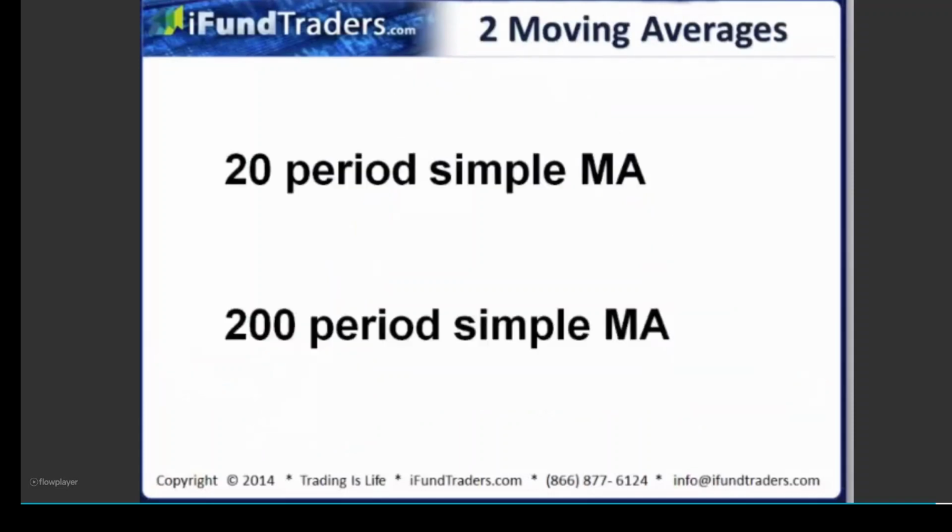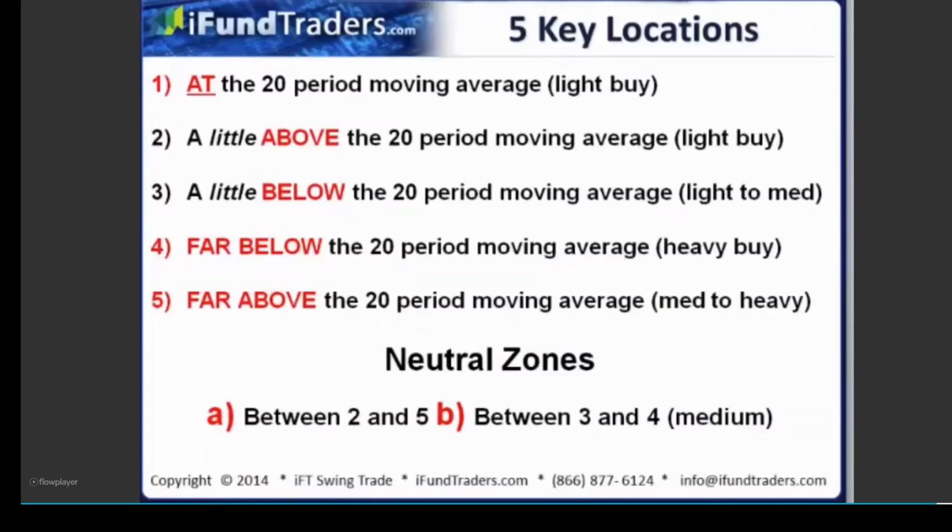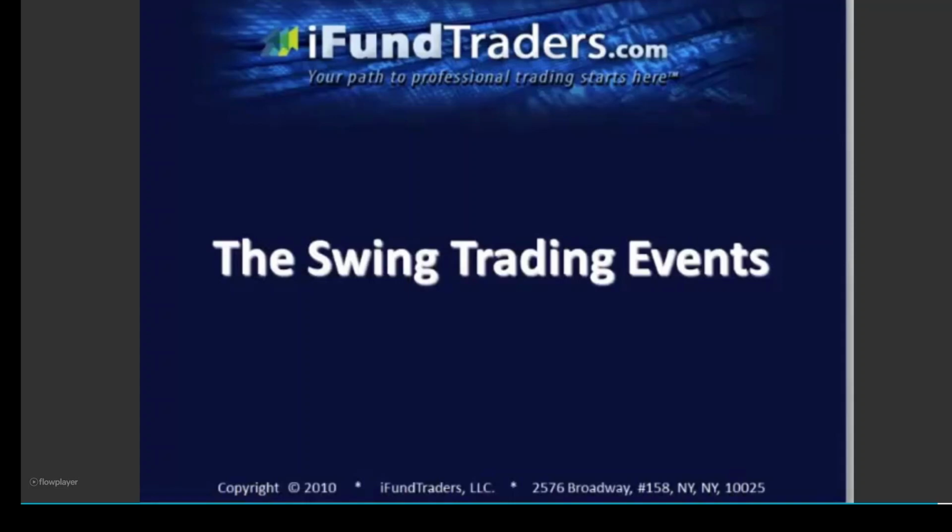Right? We know that there are 2 primary moving averages that we use, the 20, the 200. Sometimes the 20 is replaced by the 8 when the stock tells you that the 20 is no longer relevant because it's not anywhere near it. There are 5 key locations on the 20, which is touching, a little bit above, a little bit below, far below, and far above, location 5. Far below and far above location 5.